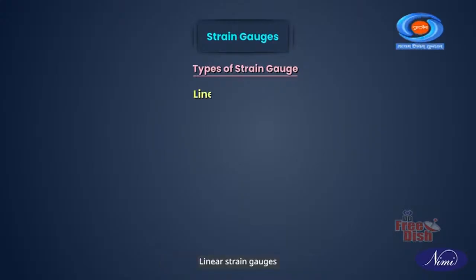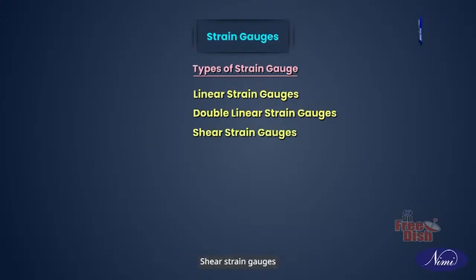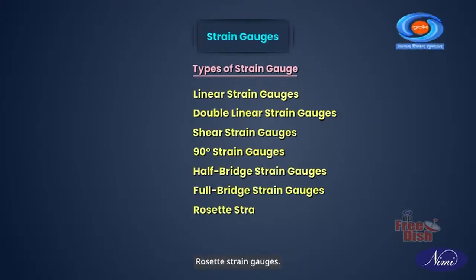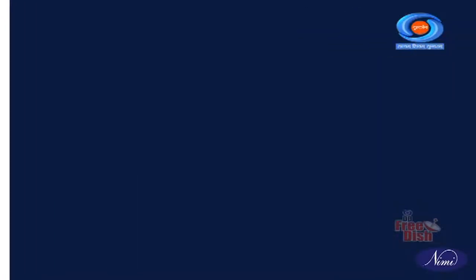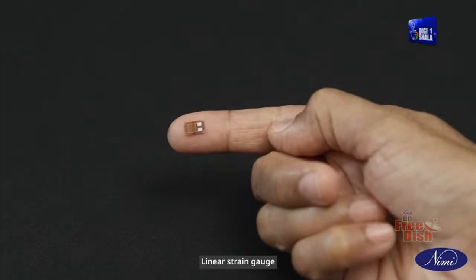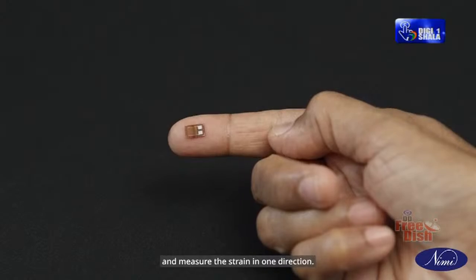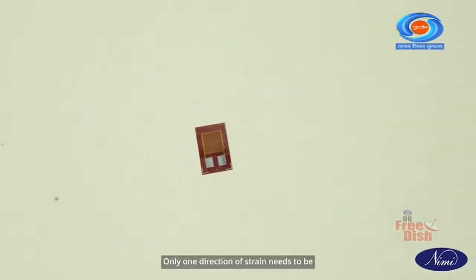They are linear strain gauges, double linear strain gauges, shear strain gauges, 90-degree strain gauges, half-bridge strain gauges, full-bridge strain gauges, and Rossett strain gauges. Linear strain gauge. Linear strain gauges have one measuring grid and measure the strain in one direction. Only one direction of strain needs to be investigated.